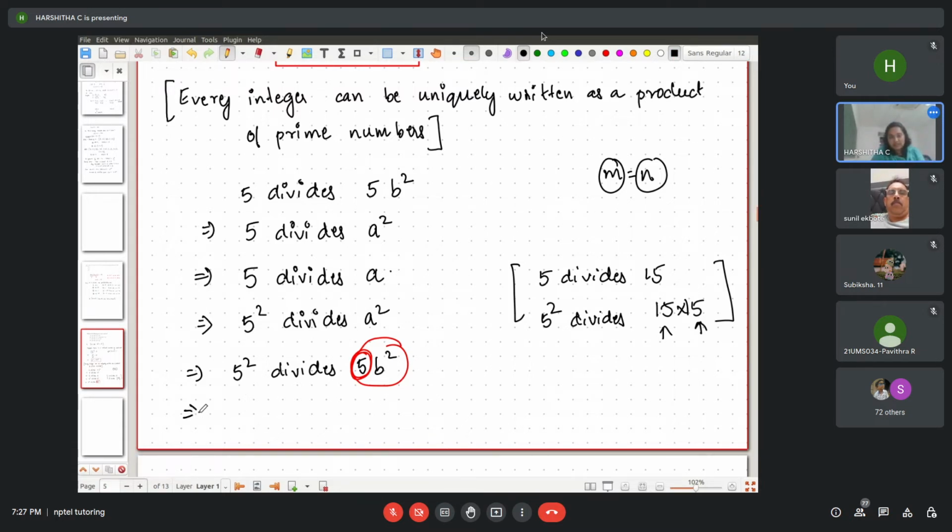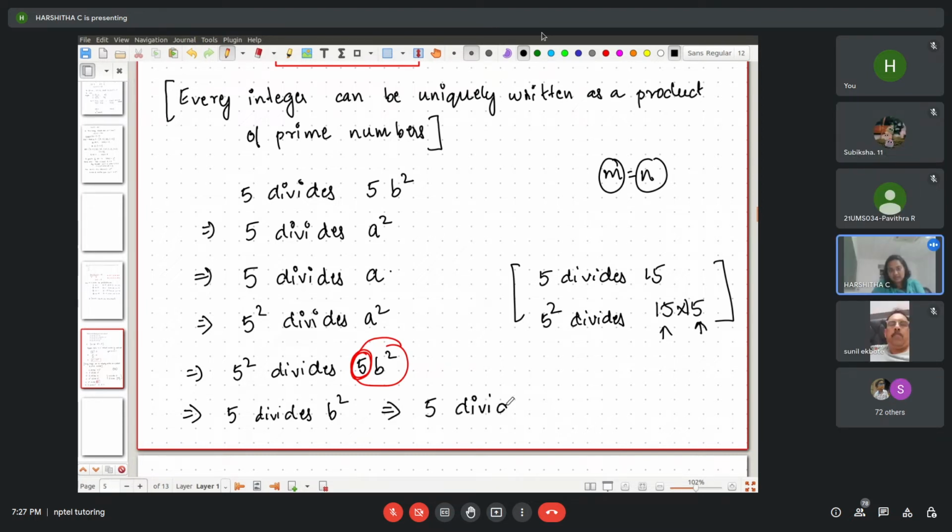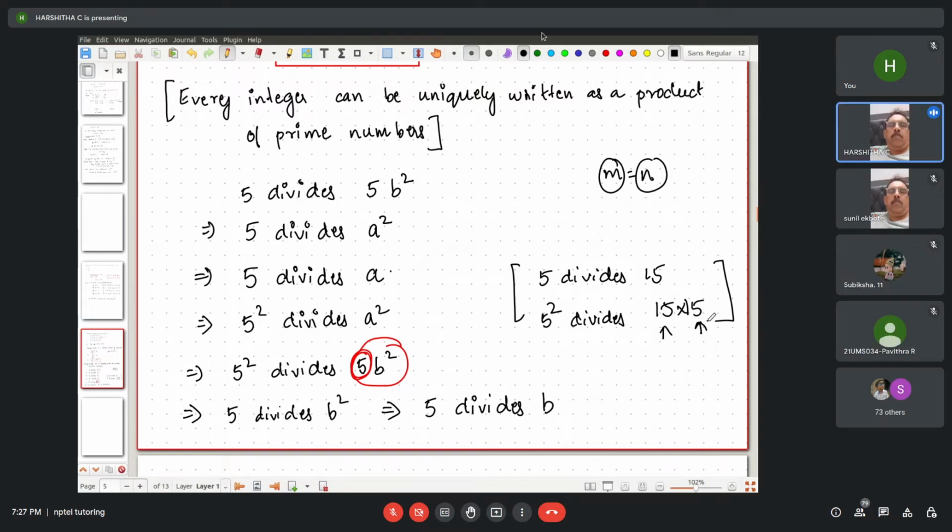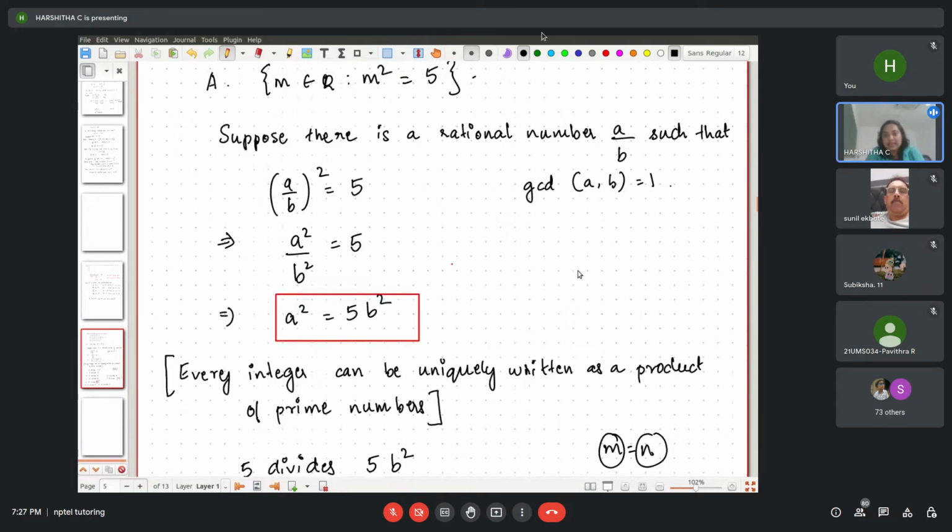So this gives that, in fact, 5 divides b square, and that gives 5 divides b. So again, a similar argument is what we used here. And this contradicts the fact that we have taken a and b with their greatest common divisor equal to 1.